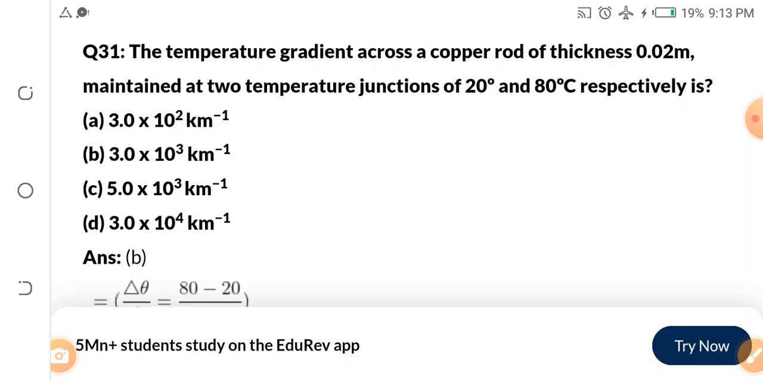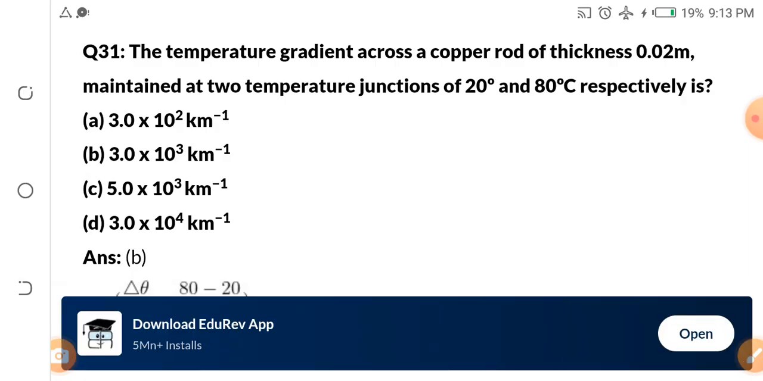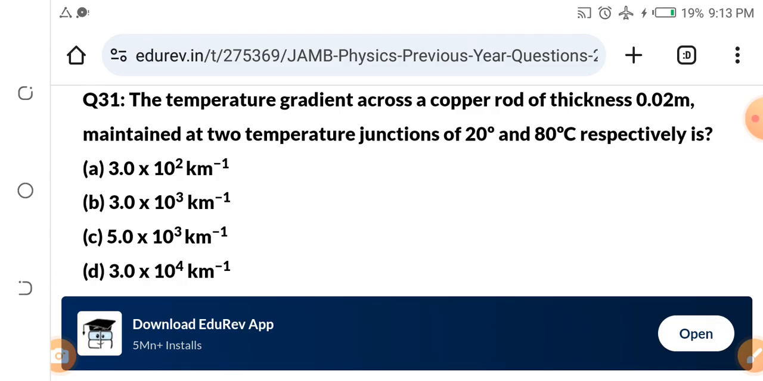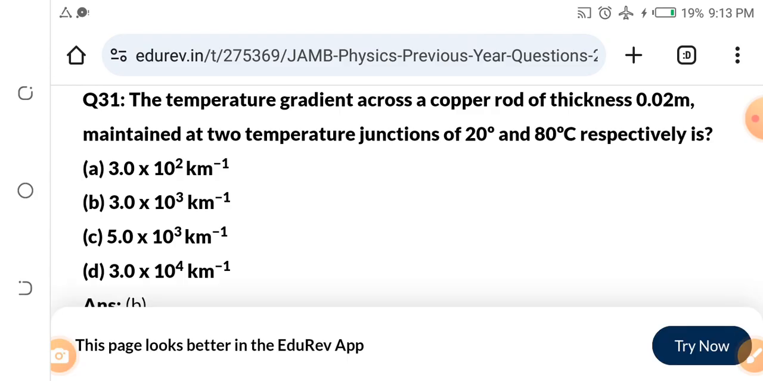The temperature gradient across a copper rod of thickness 0.02 meters maintained at two temperature junctions of 2 degrees and 80 degrees centigrade respectively is dash. In our next video, video 18, I will tell you the answer to this particular question. We will continue from where we stopped in part 18.